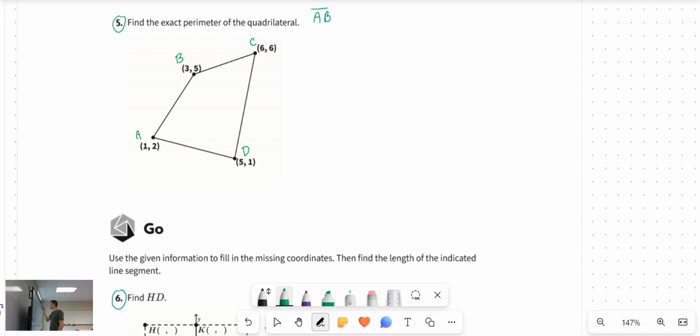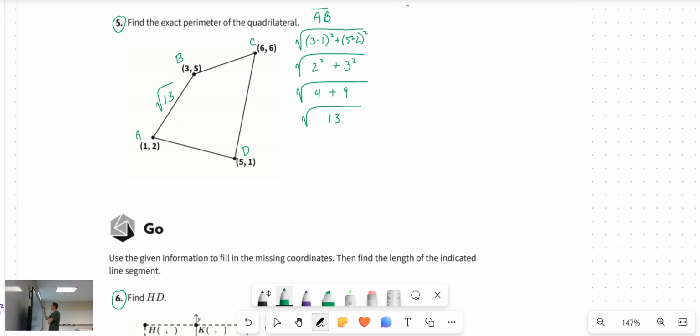From A to B is from 1, 2 to 3, 5, so we'll use 3, 5 as our big point. So let's do 3 minus 1 squared plus 5 minus 2 squared. We're going to evaluate each of these. 3 minus 1 is 2, squared, and then 5 minus 2 is 3 squared. 2 squared is 4, plus 3 squared is 9. So this part here is the square root of 13.